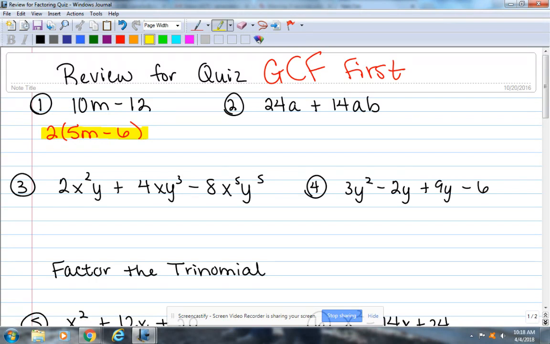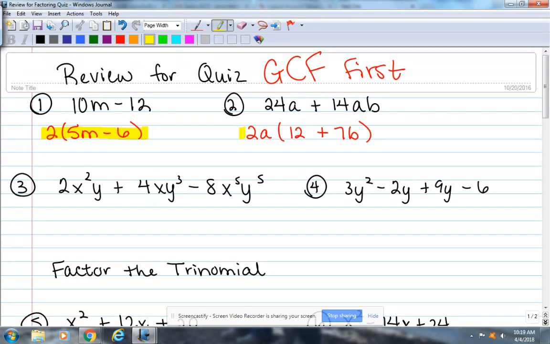Number 2. First, you should look for the what? The GCF. What is the GCF between 24a and 14ab? 2a. Very good. So you factor the 2a. What times 2a is 24a? 12. Plus what times 2a is 14ab? 7b. And that's all you can do on that one as well.